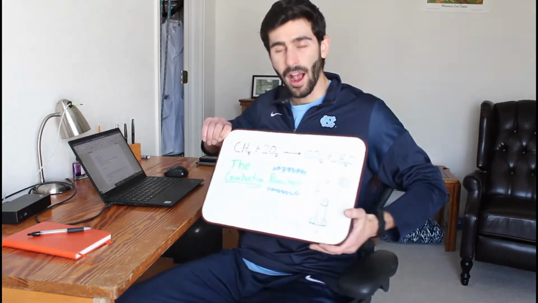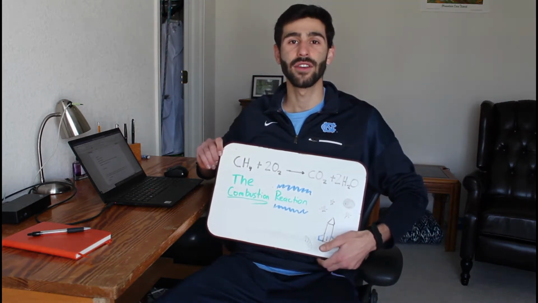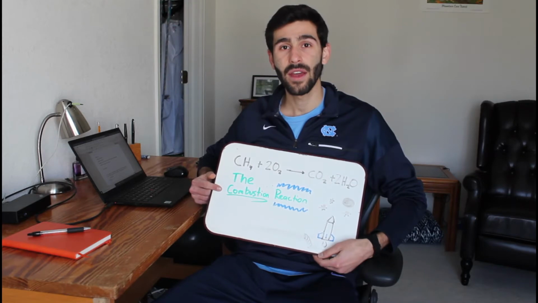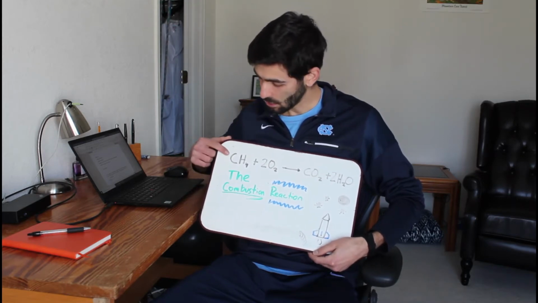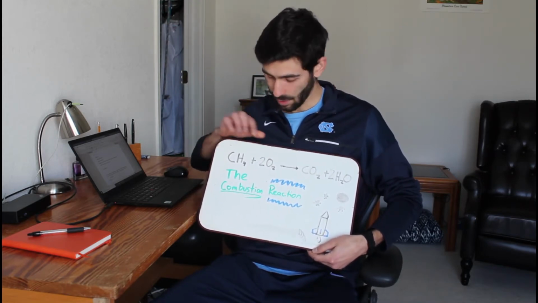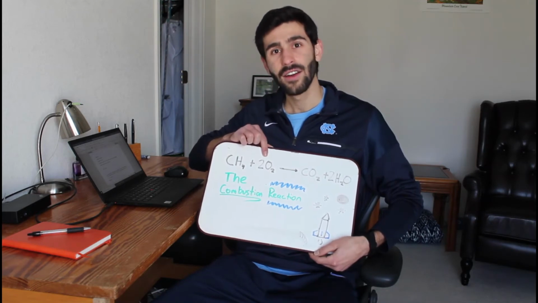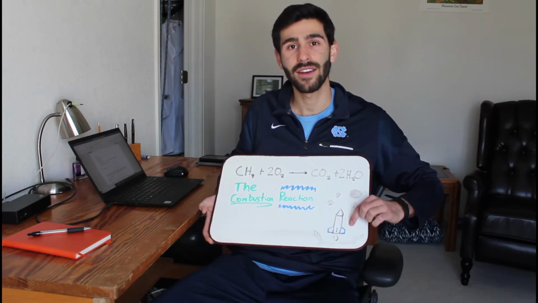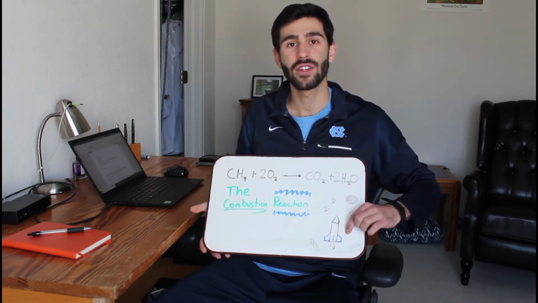Right here, I drew the basic chemical reaction for rocket propulsion. It's called the combustion reaction. What happens is you use a source of fuel and some kind of oxidizer to create enough force that's called thrust, and that thrust launches things into the air.